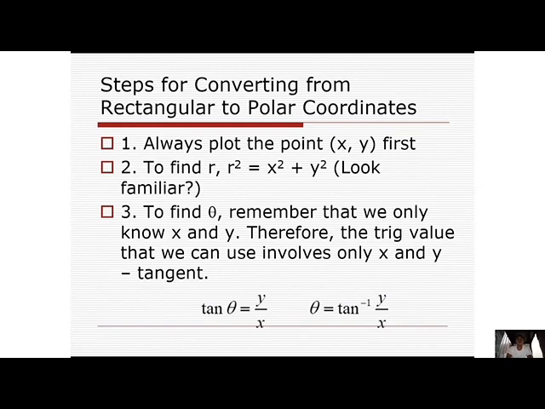Steps for converting from rectangular to polar coordinates. First step is always to plot the point (x, y). Second is to find r: r squared is equal to x squared plus y squared. To find theta, remember that we only know x and y. Therefore, the trig value that we can use involves only x and y: tangent. Tan theta is equal to y by x, theta is equal to tan inverse of y by x.